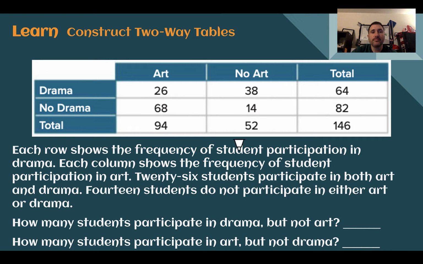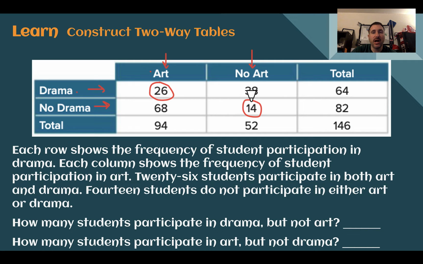In our two-way table, each row shows the frequency of a student's participation in drama. So either we have drama or no drama. Each column shows their participation in art. So either art or no art. In these boxes, it tells you how many fit both categories. So here we can see 26 students have art and have drama. So they participate in both.